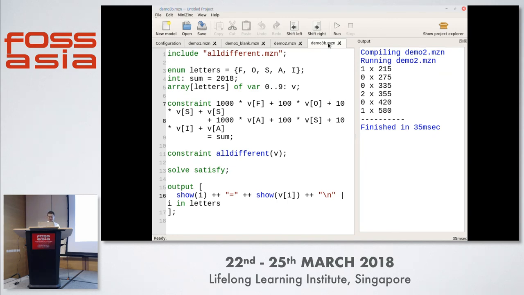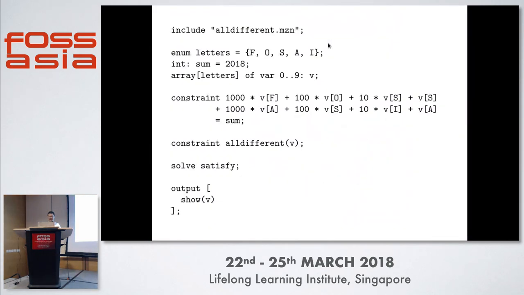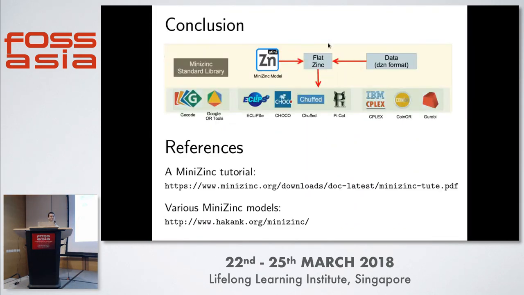So let me just quickly wrap up here. That's the encoding. So in conclusion, hopefully you've found MiniZinc an interesting language, which will help you to model different optimization problems, and then later on we can solve them with any of the solvers listed here. There's a really great MiniZinc tutorial by the folks that developed MiniZinc. You can get it from that link. And there are also many very interesting MiniZinc models you can find on this particular website. All right, thank you for your time.